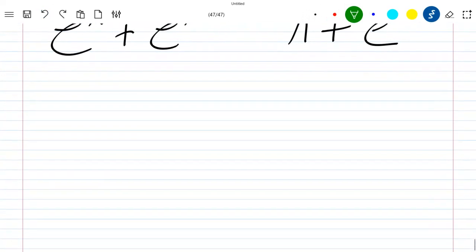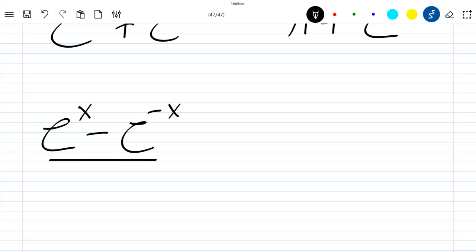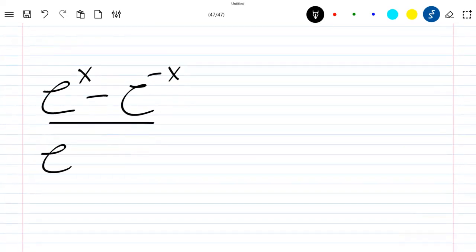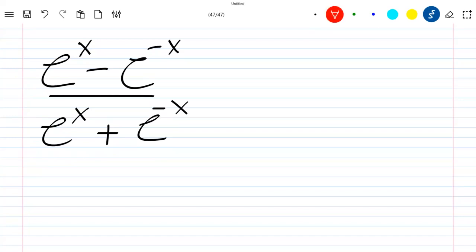We have this: exponential x minus exponential minus x divided by exponential x plus exponential minus x. Okay, what is this one? We first note that we first see how this exponential minus x can also be written.